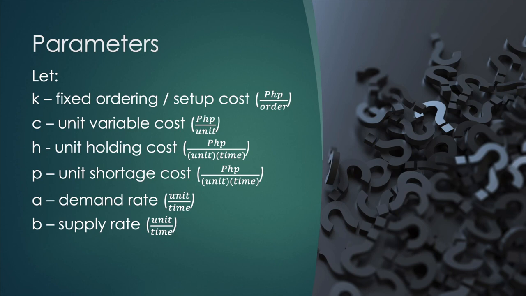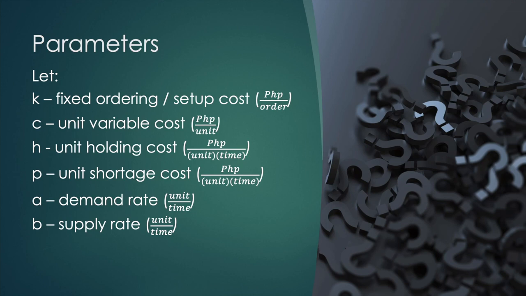The supply rate is the rate at which your supplier is able to give you your inventory or supply you your inventory. In general, we assume B to be infinity. What do we mean by this? No matter how many you order, if B is infinity, that means your supplier is able to give you your order all at once.